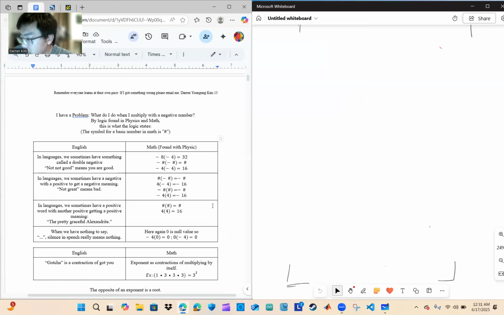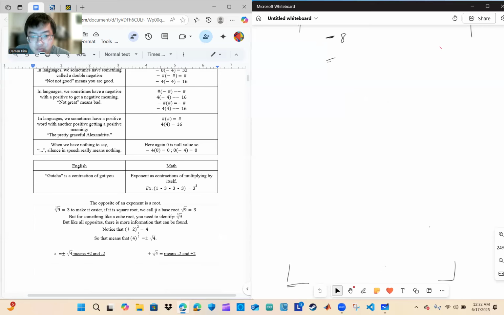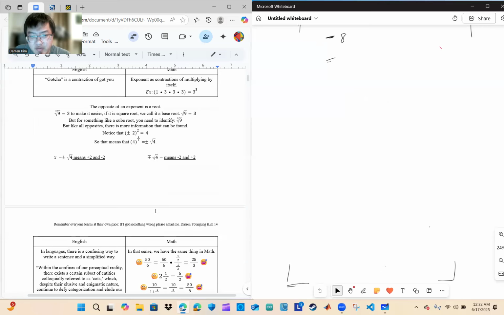But basically, when you multiply negatives, a negative times a negative is a positive. If it's just one negative, the result is negative. And then again, positive times positive equals positive, and a null set equals zero. Did I already talk about this? I feel like I talked about this.